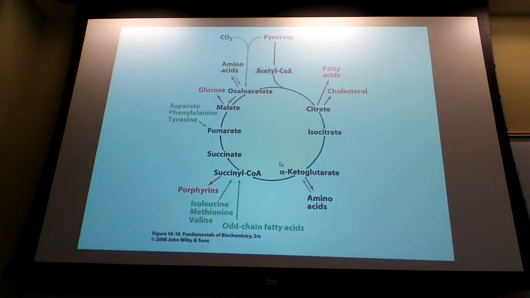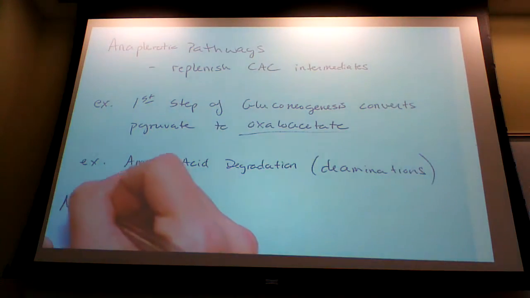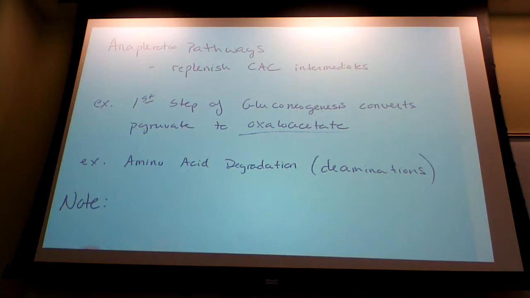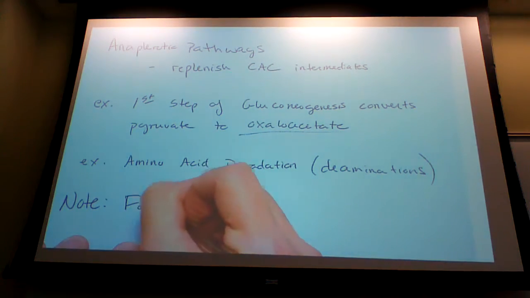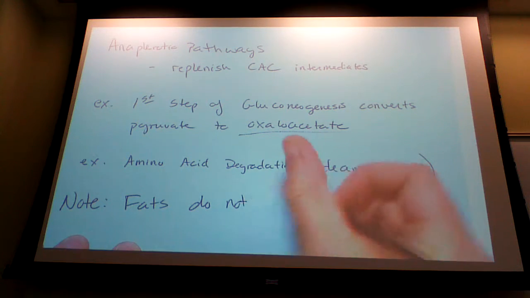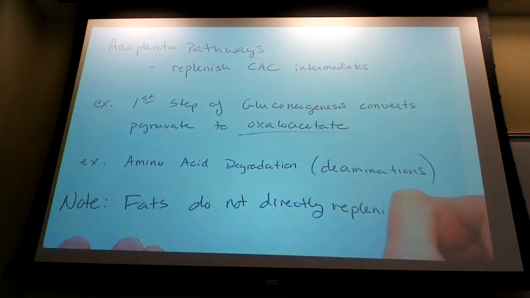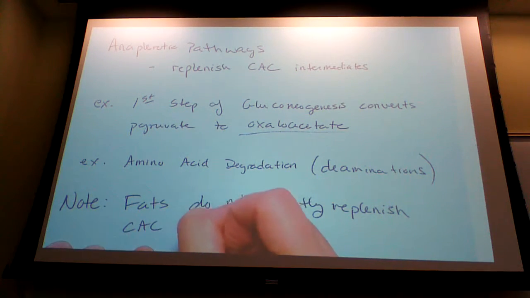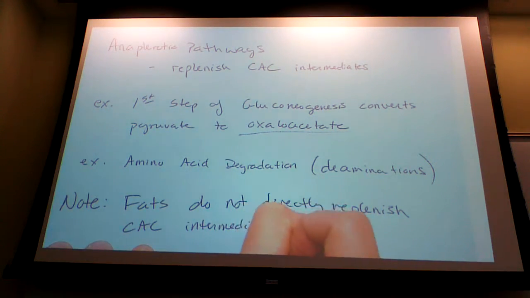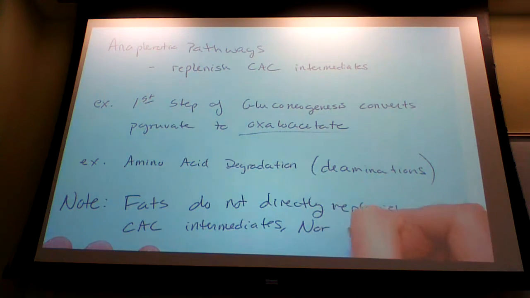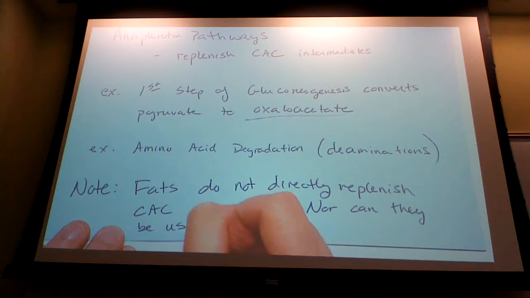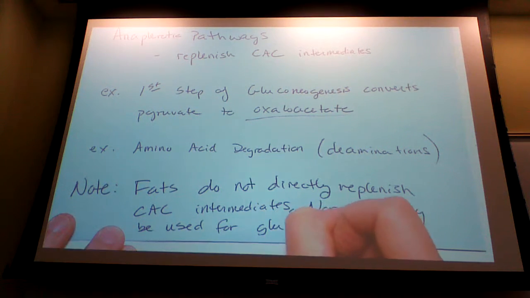Okay. So those are your pathways. One more thing to note. Just notice that I haven't had two examples for that one. Fats do not directly replenish CAC intermediates, nor can they be used for gluconeogenesis.